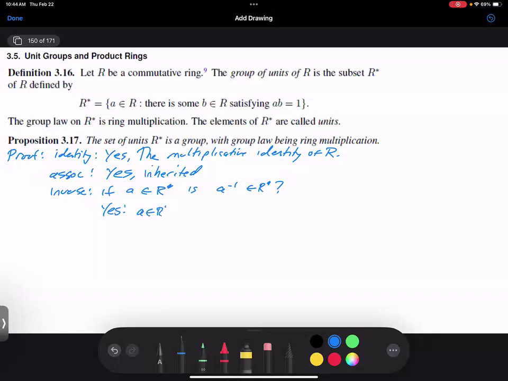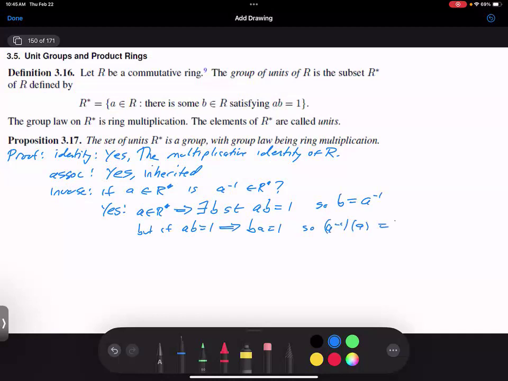So if A is in R star, that implies there exists a B such that A times B equals 1. So what do we know about B? B is the multiplicative inverse of A. But if AB equals 1, that implies BA equals 1. So A inverse times A equals 1.